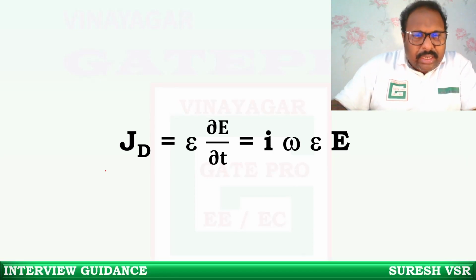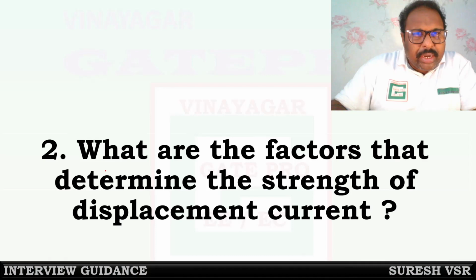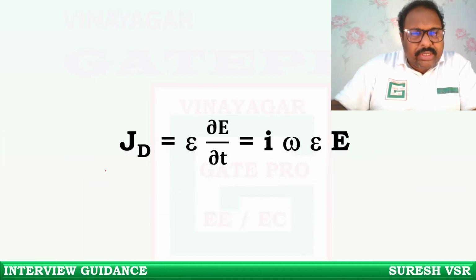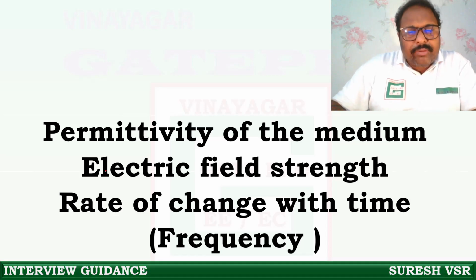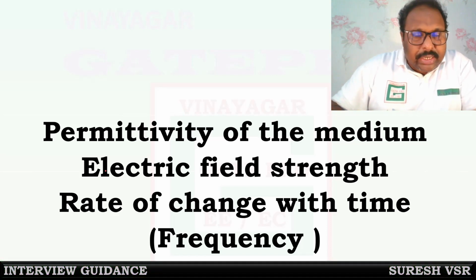So what are the factors that determine the strength of the displacement current? It is frequency dependent, permittivity dependent, and of course the strength of the electric field. So it's permittivity of the medium, electric field strength, and rate of change with time or frequency. That's what decides displacement current. Electromagnetic waves are nothing but a form of displacement current.